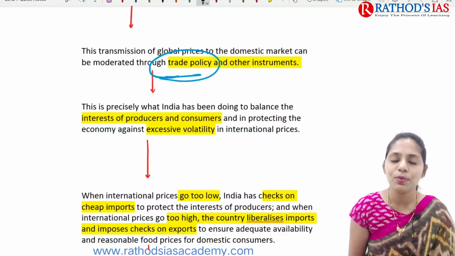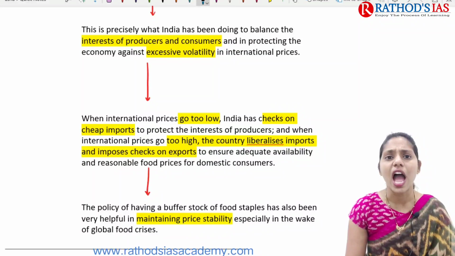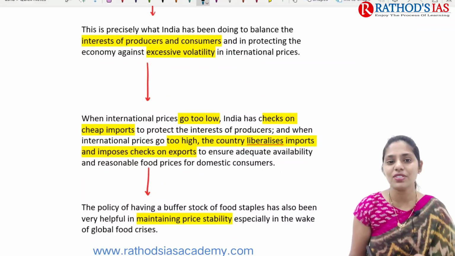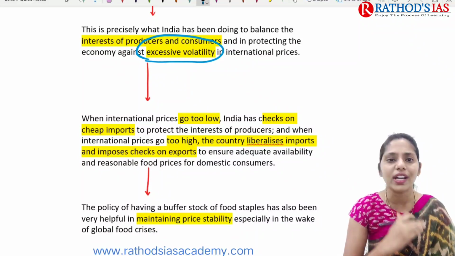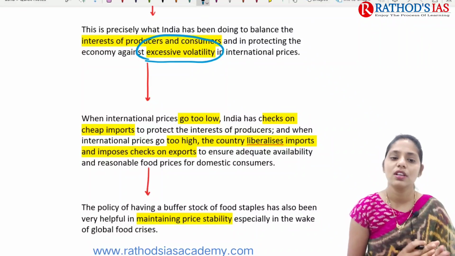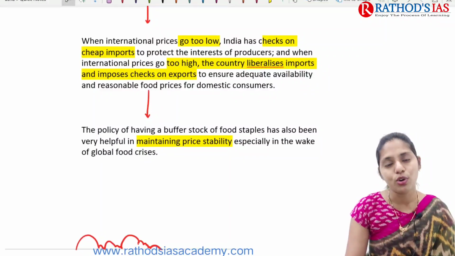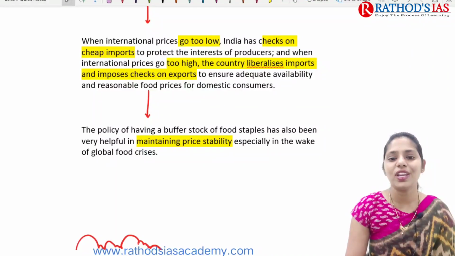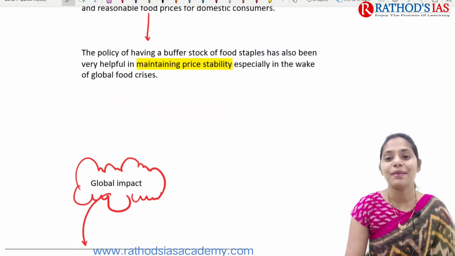So government came up with some trade policy as well as some instruments such that we can decrease the prices. And next, we need to have a balance of interest of producers as well as consumers. Here the government needs to take some steps mainly to maintain price stability or to decrease excessive volatility in the international prices of these goods. And next, when international prices go low, India needs to check cheap imports from other countries. Whenever international prices are high, India needs to export. In this way we can ensure adequate availability as well as reasonable food prices for domestic consumers. Okay, so we need to finally focus on price stability in the market.